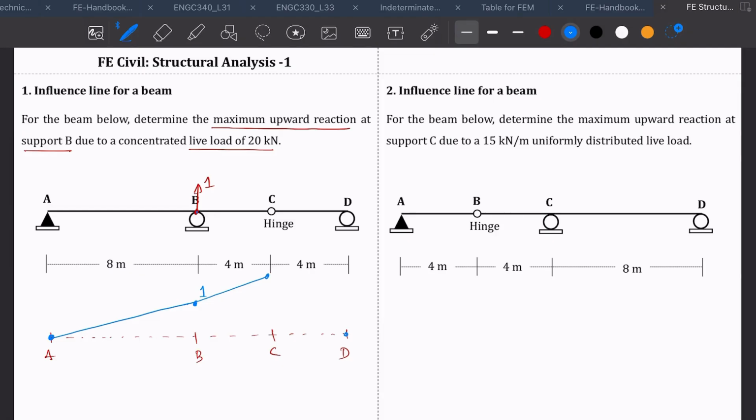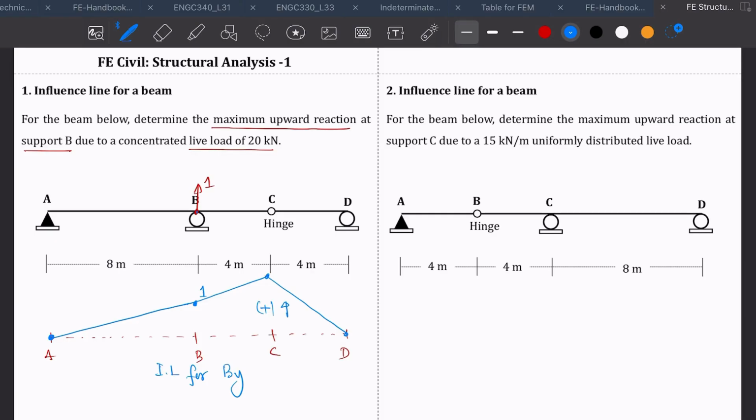C. And joint C is a hinge. It can go up, it can go down, it can rotate. So it will go back to D. So this whole thing is your influence line for By, and it is positive. Okay, which means that if you put a load anywhere in the beam, you will see that By will always react upward. So that's what positive means, it will always react upward.